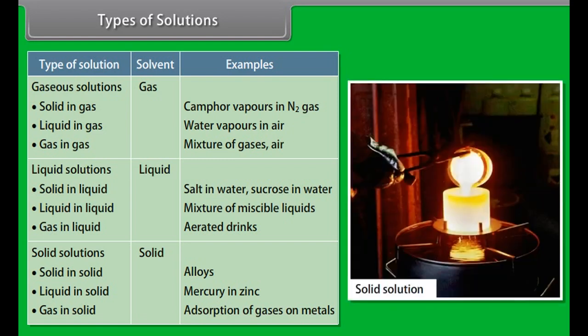In solid solutions, solid is the solvent. They are categorized as follows. Solid in solid. For example, alloys. Liquid in solid. For example, mercury in zinc. Gas in solid. For example, adsorption of gases on metals.